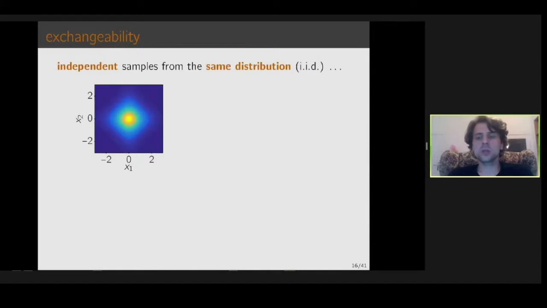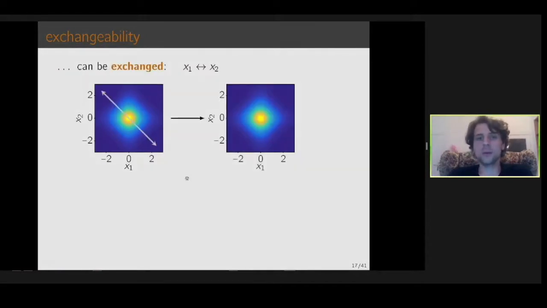So let's say we have just 2 data points or 2 random variables, x1 and x2, having this joint distribution. x1 and x2 are in this case independent from each other because there's no covariance between them. And they have the same marginal distribution, which means that they are independent samples from the same distribution, also called independent and identically distributed, which, by the way, is a special case of exchangeability. And independent samples from the same distribution can be exchanged. That is, if I'm here switching x1 and x2, the joint distribution stays the same.